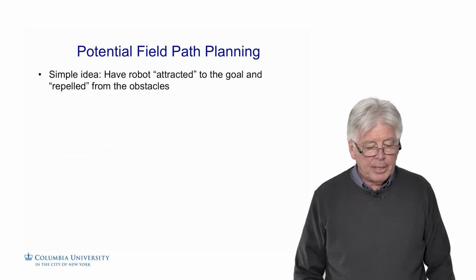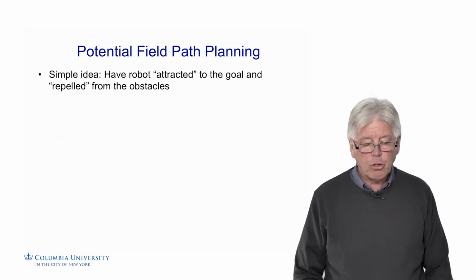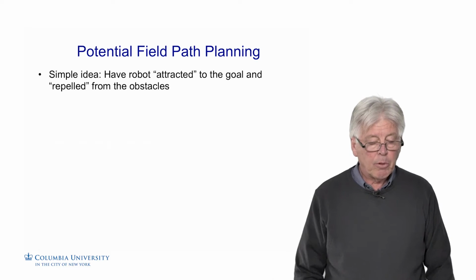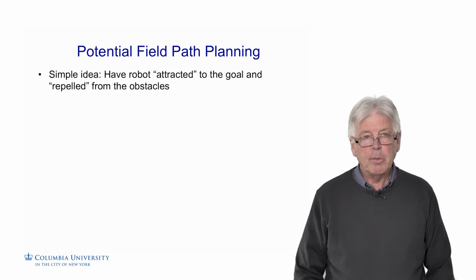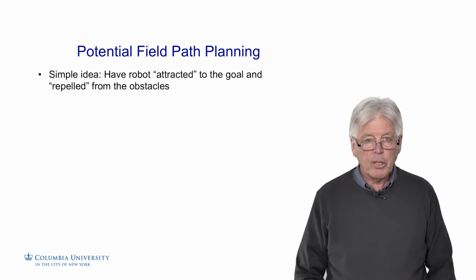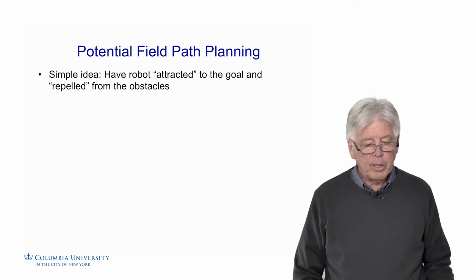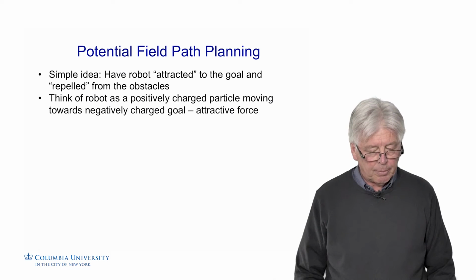This is a simple idea. You have the robot attract to the goal and repel from the obstacles. So you can think of the robot trying to get to the goal. It wants to get to the goal. It's like a magnetic attraction, but it's being repelled by the forces which happen to be these obstacles. And hopefully you'll reach the goal if you work with these energy forces well.